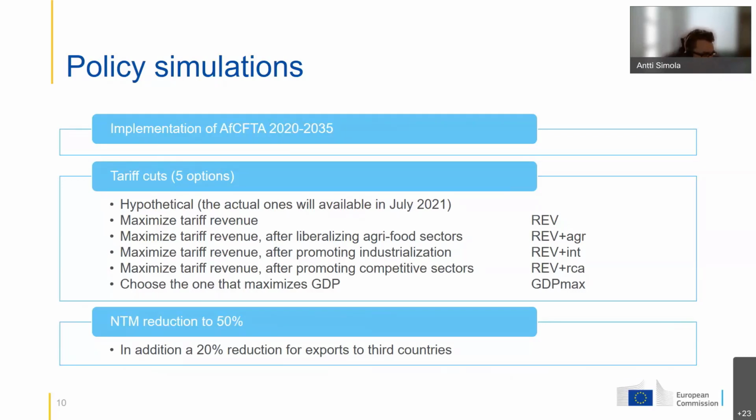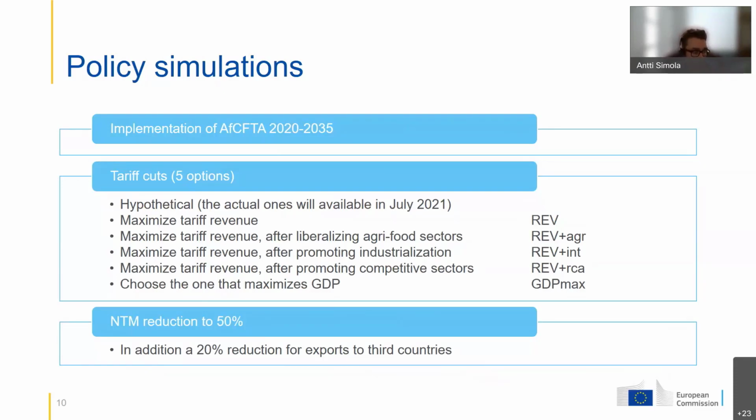Next, the NTMs. We consider a gradual reduction of the trade restrictions that sum up to 50% of the total. So the NTMs will be halved, and that applies to all the imports that come to Africa, also from the non-African countries. In addition to that, we assume that exports from Africa have a 20% NTM reduction due to general harmonization of the NTMs.